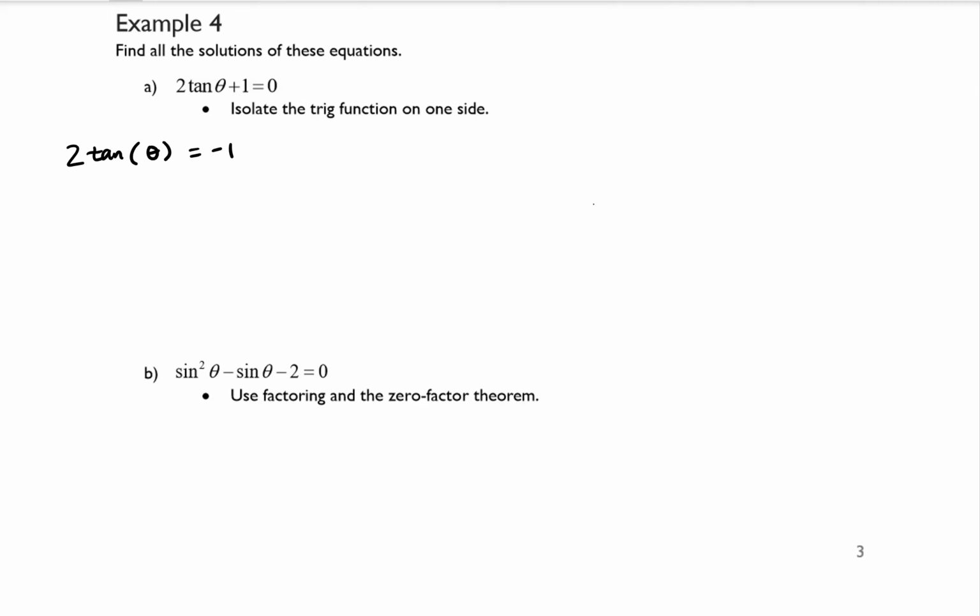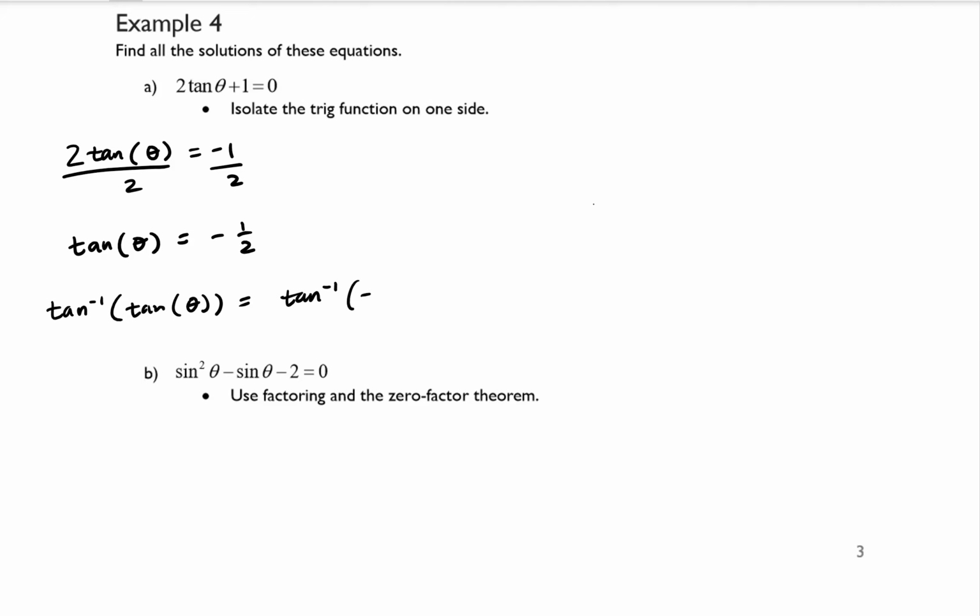And we'll get 2 times tangent of theta equals negative 1. And then if we divide both sides by 2, we get tangent of theta is equal to negative 1/2. Now, from here, I want to apply tangent inverse on both sides of the equation. And so we end up with theta equals tangent inverse of negative 1/2.